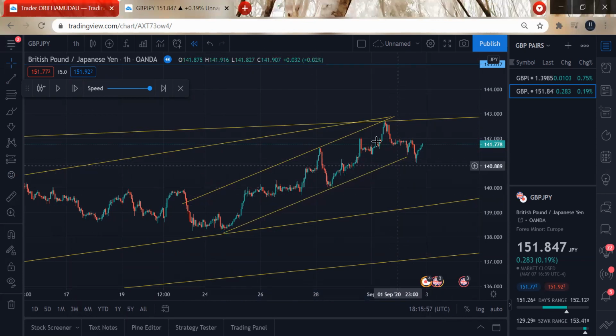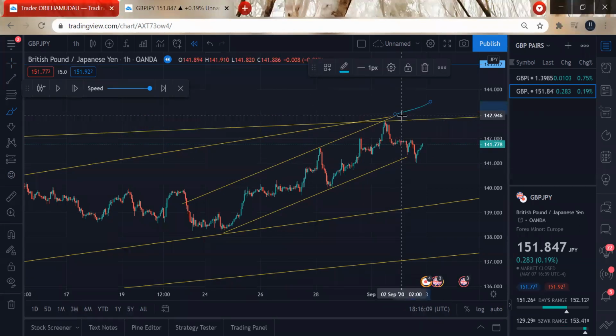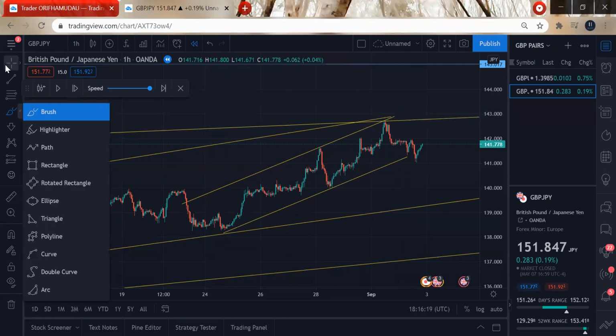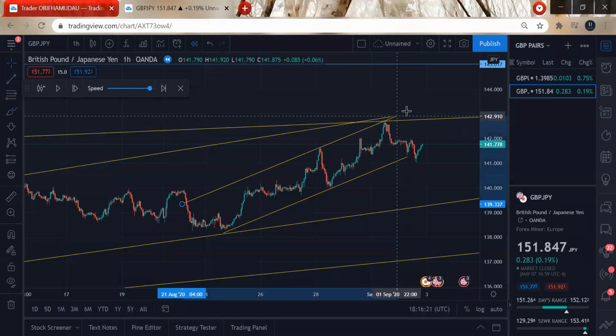So if you can check here on this 1 hour time frame, already you can see that we have the first touch, second touch. Usually we expect a third touch of the channel before any reversal. On the third touch is where we usually get our high probability trades and the reversal. So we are expecting the third touch.